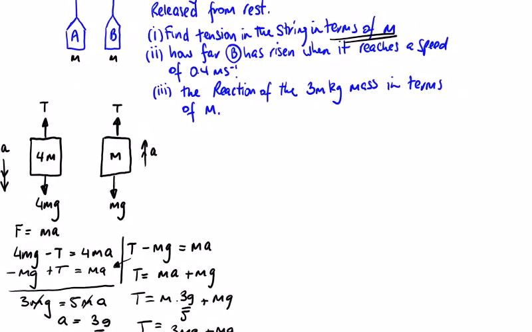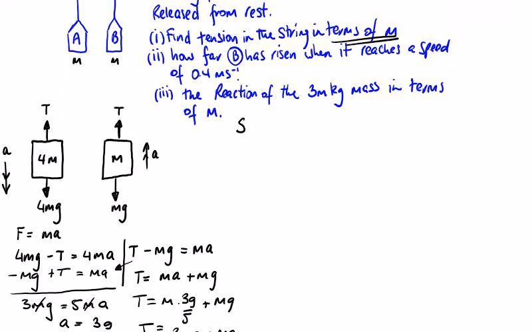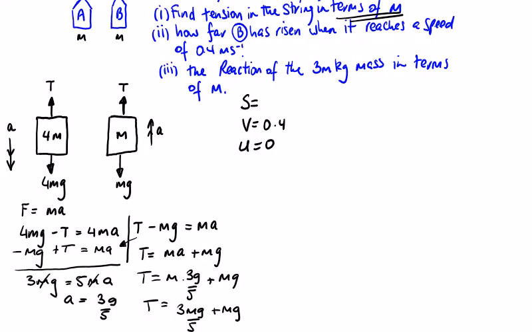Part 2. How far has B risen? Okay, s. We're looking for s for part 2. And we're given the speed. When it reaches the speed, we're given v as 0.4. We know the system was released from rest, so u is 0. And the one other variable that we now have is a, which was 3g over 5. And because you've practiced these questions so often, you know the equations off by heart. v squared is equal to u squared plus 2as.